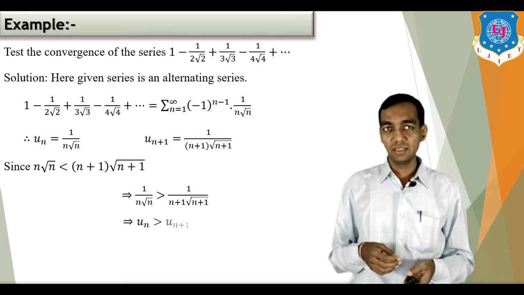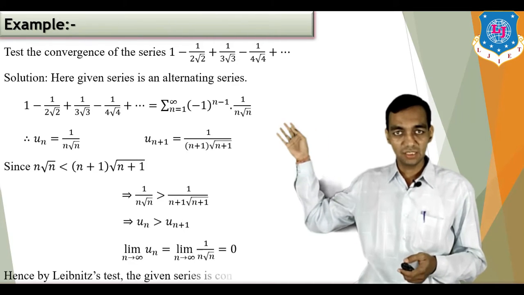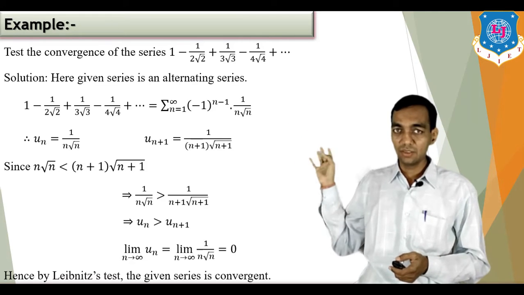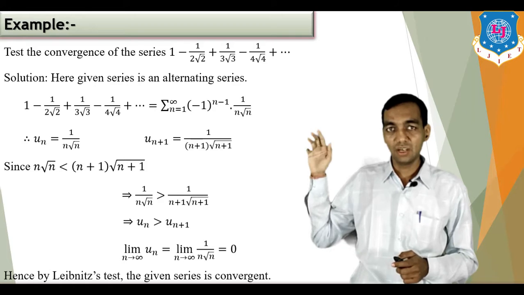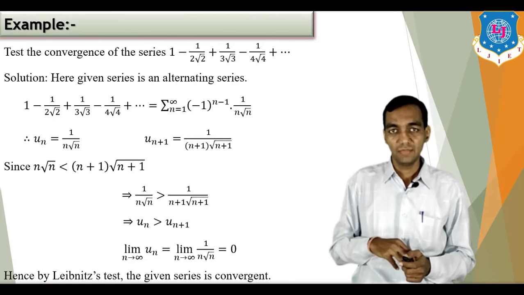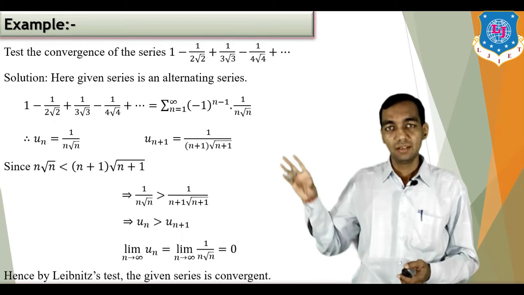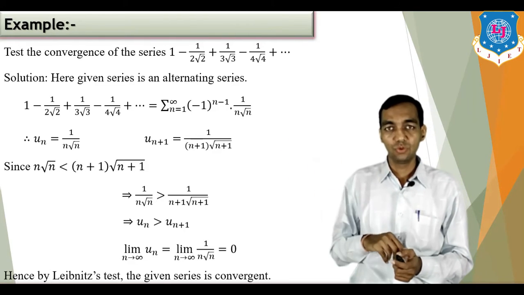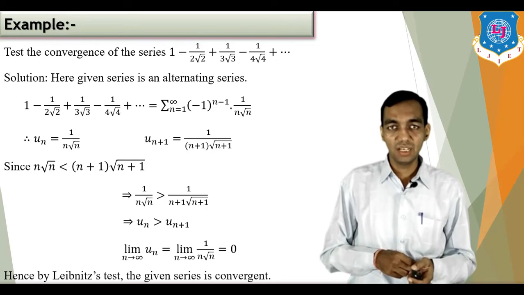Here, if you are writing it in sigma form, then you have (-1)^(n-1) times 1 upon n root n. So if we are writing un without sign, then un will be 1 upon n root n, and un+1 will be 1 upon (n+1) root (n+1). Again we have to prove this series is numerically decreasing.